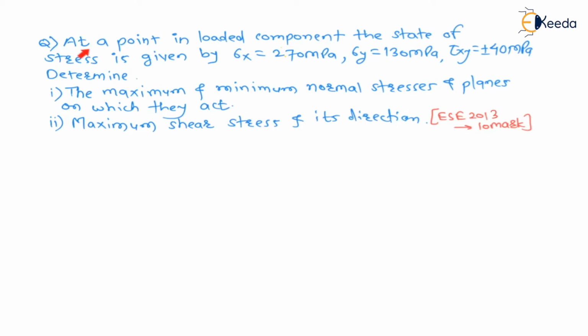The question is: at a point in a loaded component, the state of stress is given by sigma x equal to 270 MPa, sigma y equal to 130 MPa, and tau xy equal to plus or minus 40 MPa. Determine the maximum and minimum normal stresses and the planes on which they act. Second, the maximum shear stress and its direction.